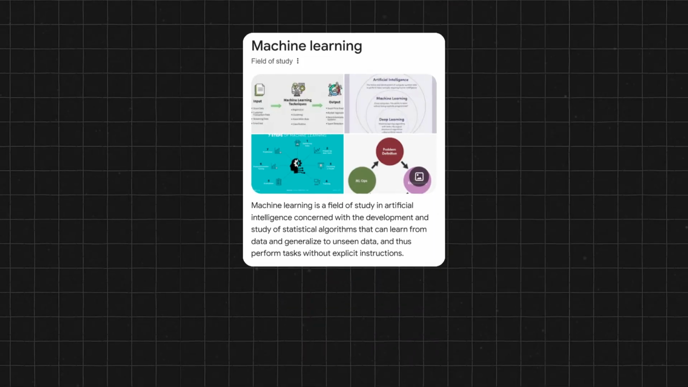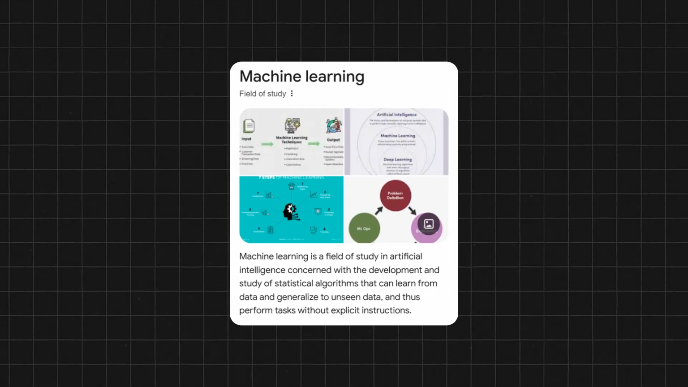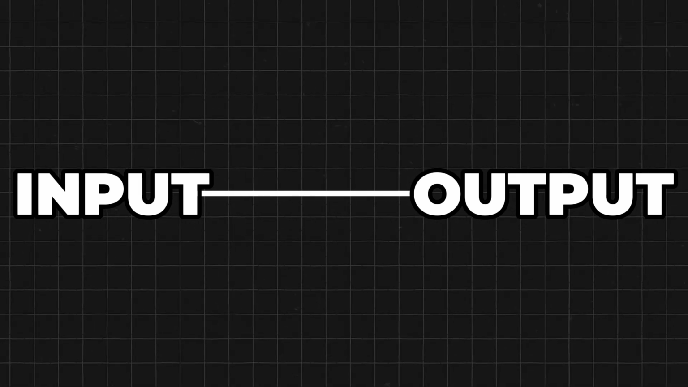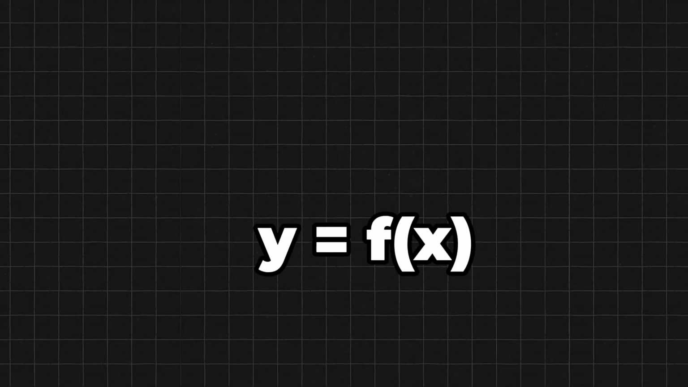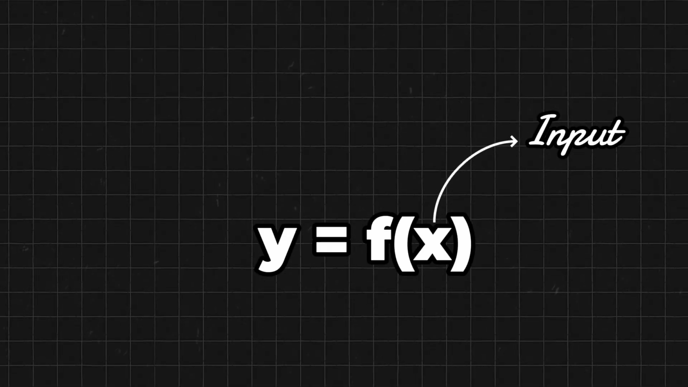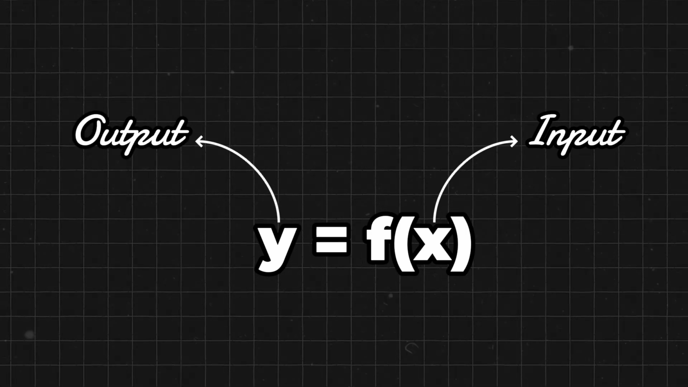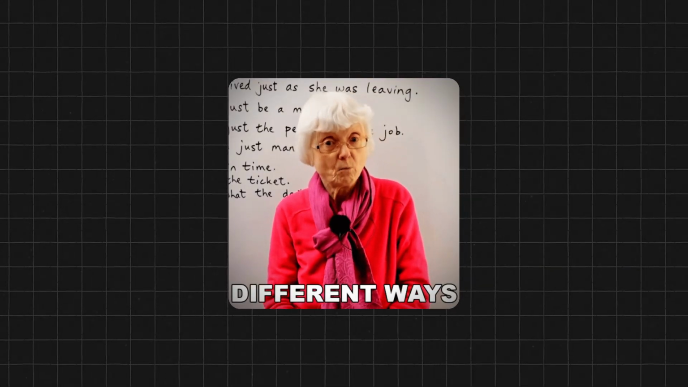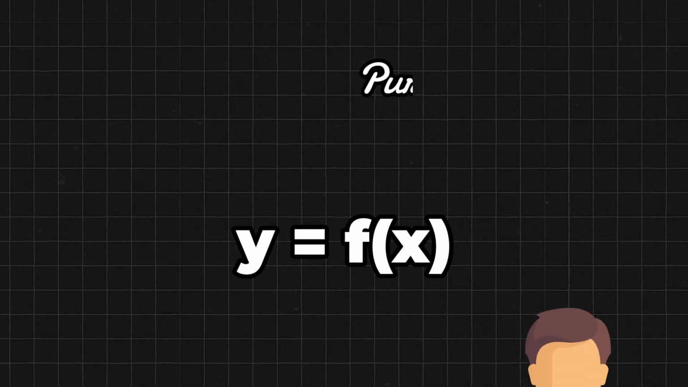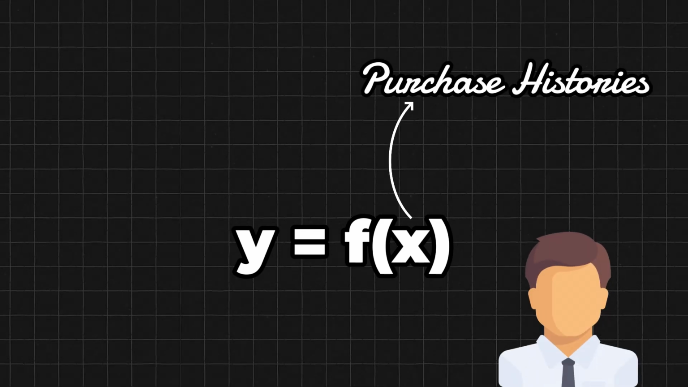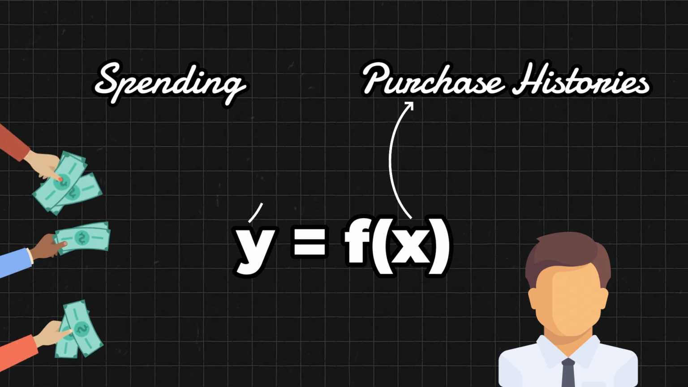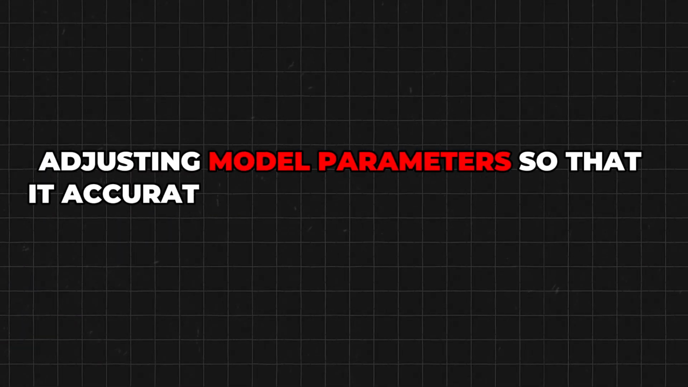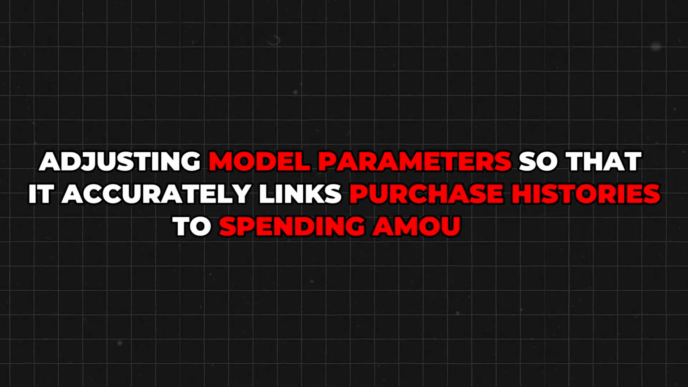At its heart, machine learning aims to find a function that maps input data to output results, like y equals f of x, where x represents the input features and y the output prediction. But there's a lot of ways to do this. For instance, if you have data about customers' purchase histories, x, and want to predict how much they'll spend next month, y, finding the function f means adjusting model parameters so that it accurately links purchase histories to spending amounts.